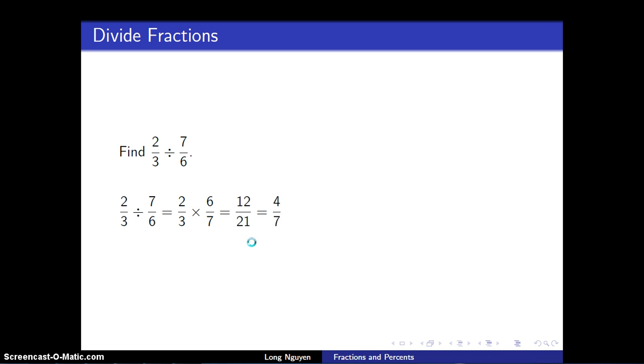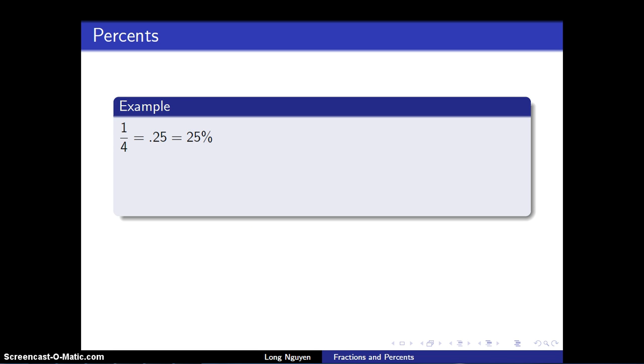So those are the basic operations of adding, subtracting, multiplying, and dividing fractions. Let's briefly talk about percents. 1/4 can be written in many ways, as a decimal or as a percent. So as a decimal it is 0.25, and as a percent it is 25%. This is found by doing long division. Another example is 2/5, which is 0.4 or 40%.